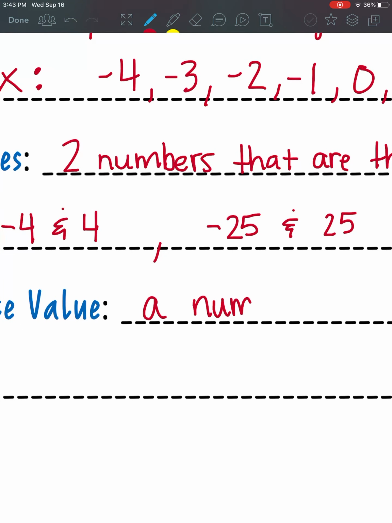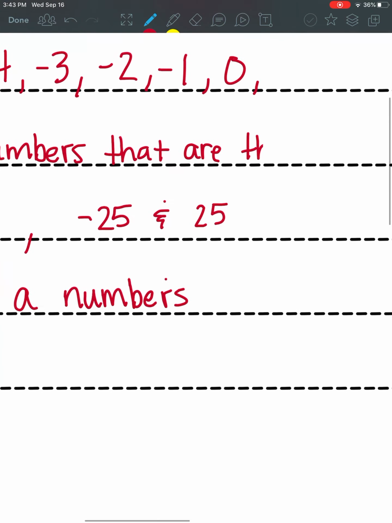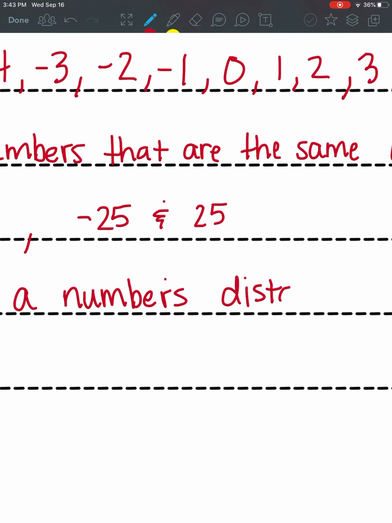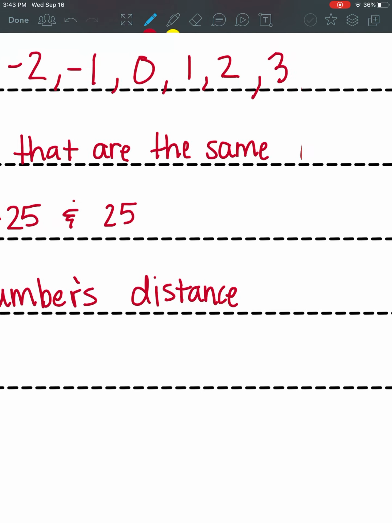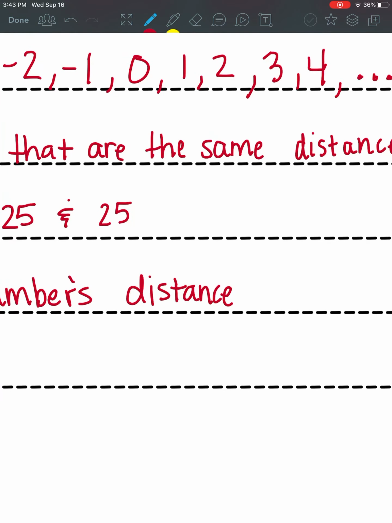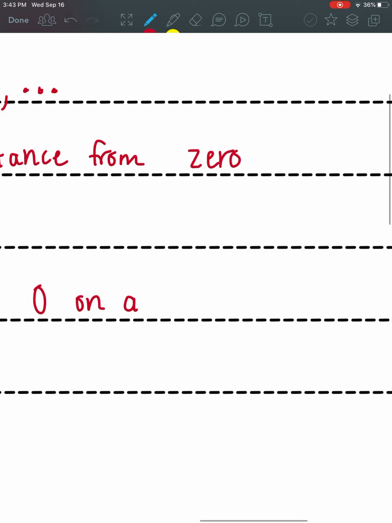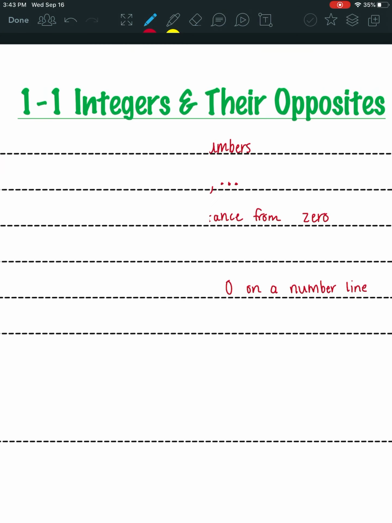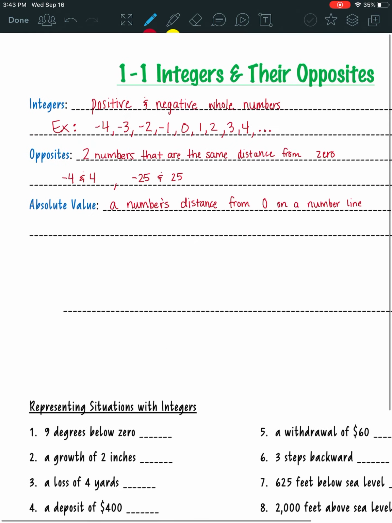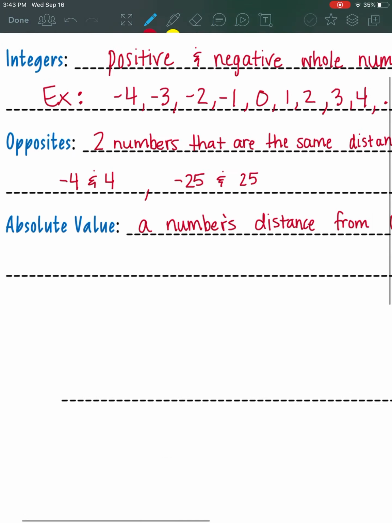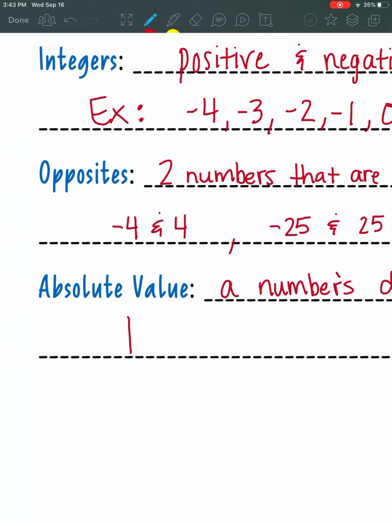Okay, last definition is absolute value. So this is a number's distance from 0 on the number line. And we talked about this when we did order of operations. And we had those straight bars in our notes. So a number's distance from 0 on a number line. So the absolute value of opposite numbers has to be the same.